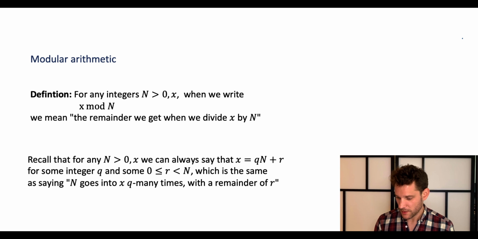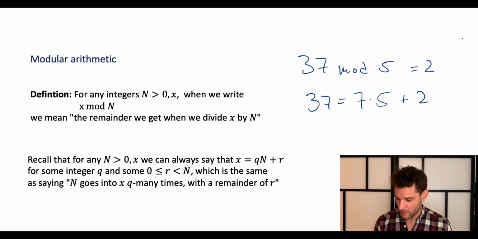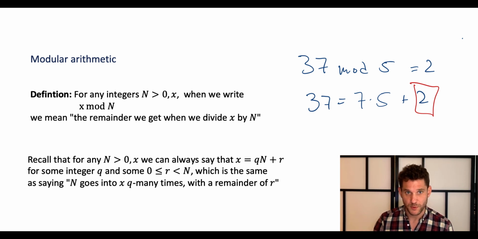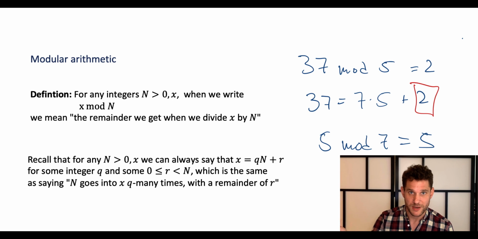Okay, let's do an example. The number 37 mod 5, right? That equals 2. And I can write 37 equals 7 times 5 plus 2. Notice 2 is the remainder here, right? So this is, of course, the thing that I'm interested in when you take something modulo. You actually don't really care about the fact that it's 7 times 5. You throw away the 7, the multiple of n in this case, and you just look at the remainder. Similarly, 5 mod 7 just equals 5, because 5 is smaller than 7, so the remainder upon dividing by 7 is just 5.